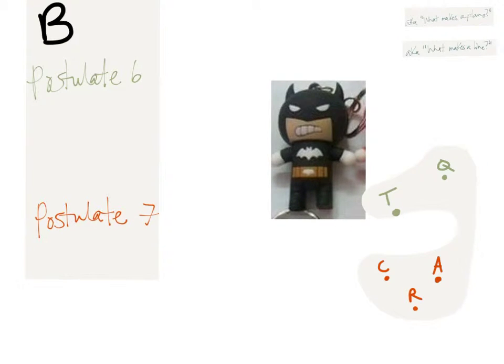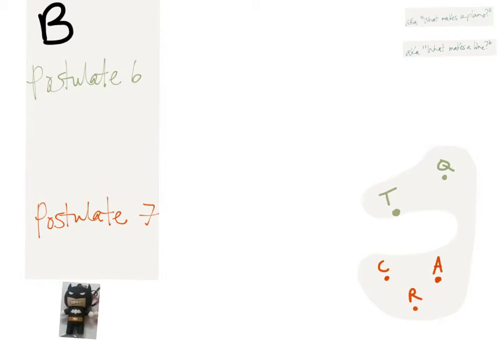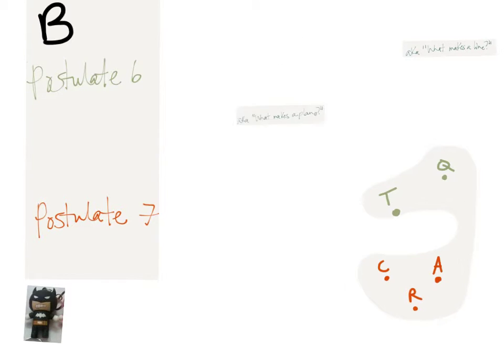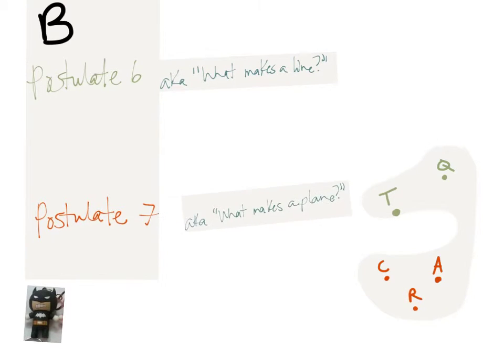I'm going to go ahead and move the theme for our video, our Batman. He's your Avenger to reveal, kind of like, also known as, like think of them as nicknames. They might help you remember the part that I want you to remember about the postulates, and that is not what the postulate's name is, but what the postulate says. So postulate 6, I said it's also known as what makes a line, and postulate 7, I said it's also known as what makes a plane.